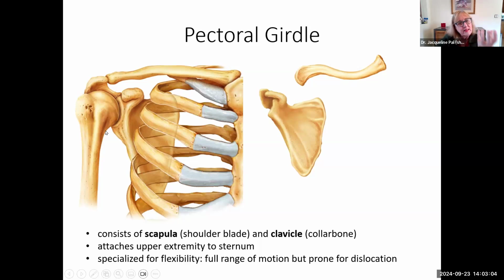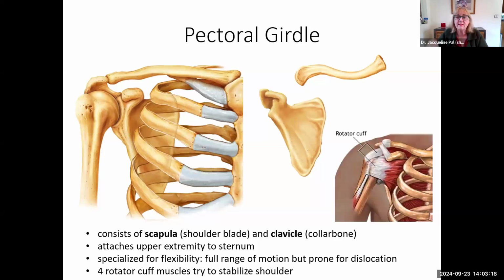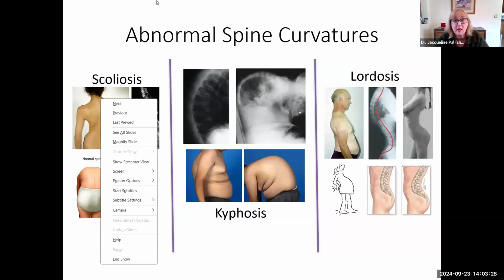Because this socket joint right here, where the head of the humerus attaches to the scapula, is very shallow, we say that this is specialized for flexibility. It gives us a huge range of motion, but it's very prone to dislocation. So we have a group of 4 muscles known as the rotator cuff muscles, which go around this to try to hold it in place so it won't get dislocated.